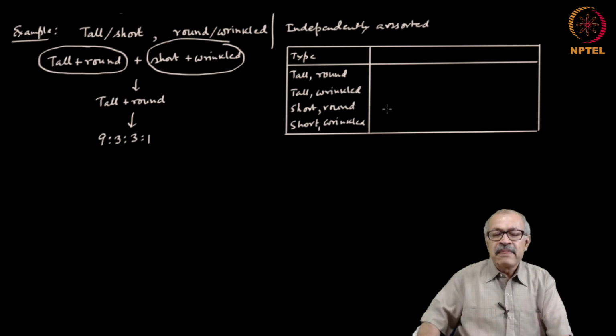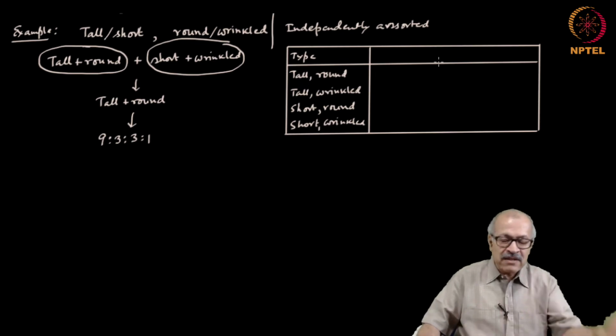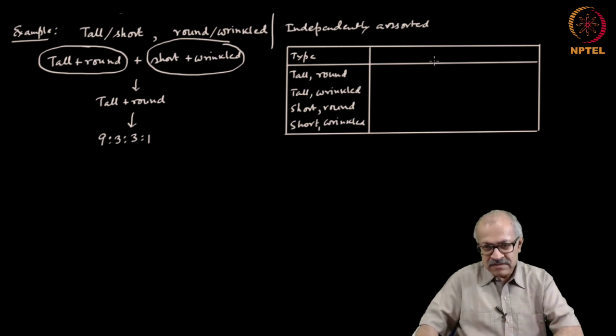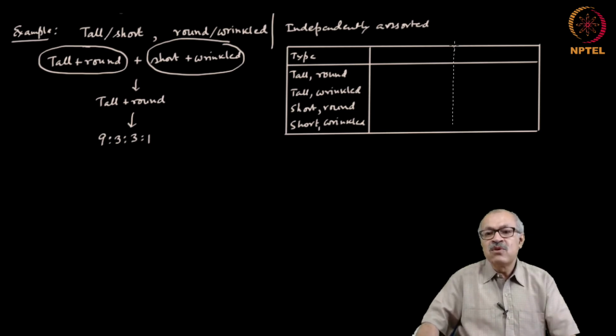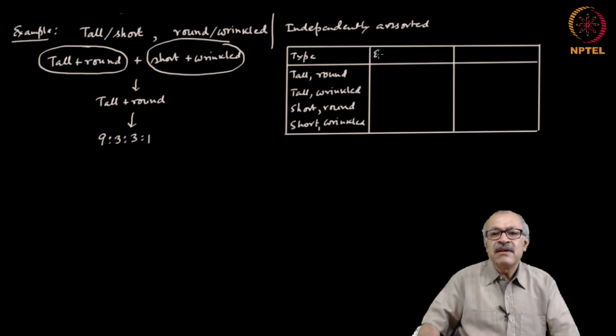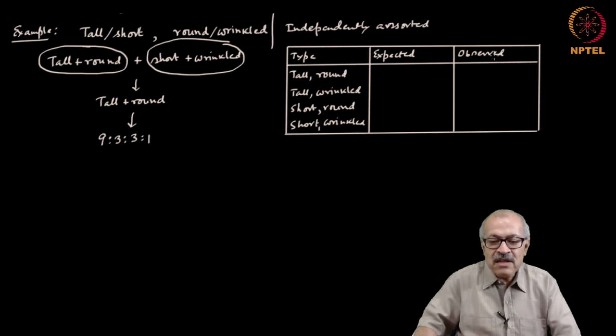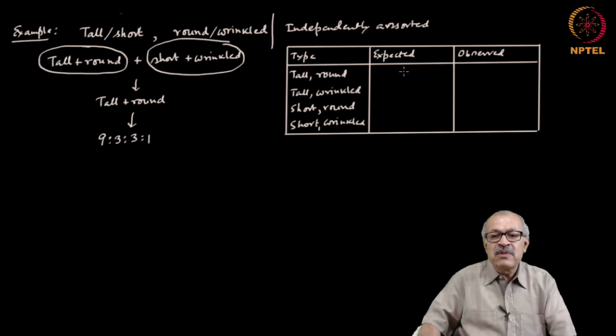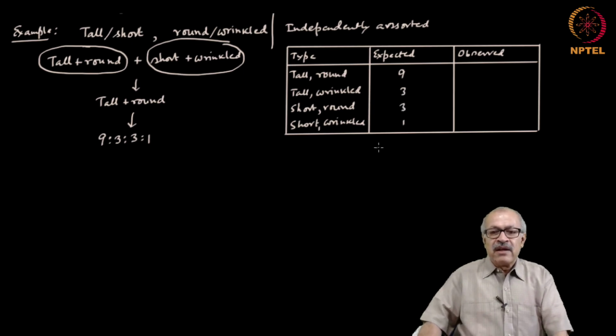Now, here we need to have some expectation and we need to have some observation. Okay. So, let me allow 2 columns. Here the expected and here the observed. Now, what is expected? What is expected is the ratio should be 9:3:3:1. But you actually do not observe the ratio, you observe the numbers.